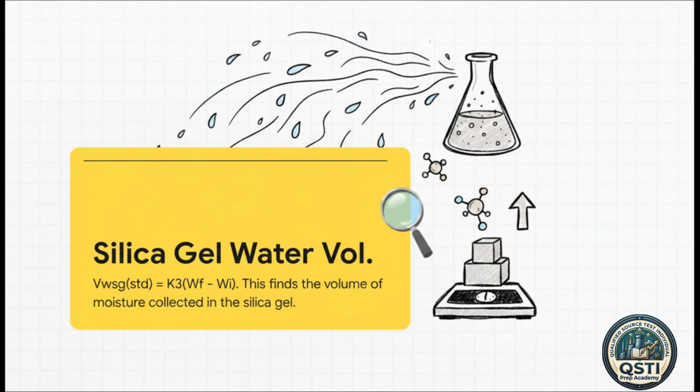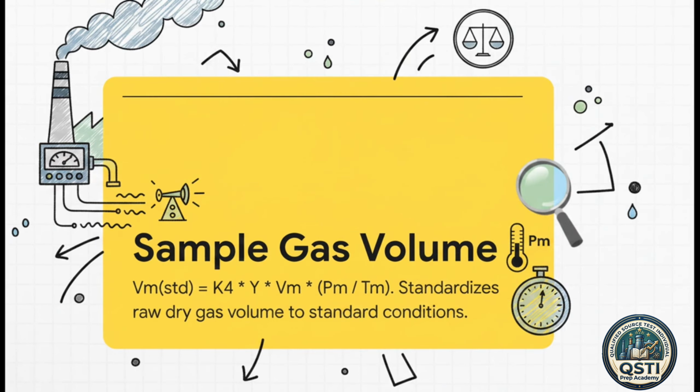And moving right along, this beautifully illustrates equation 4-2. We're doing the exact same conceptual math here, but for the silica gel. We take the final weight of the silica gel, WF, subtract the initial weight, WI, and multiply it by the K3 constant. This simply finds the volume of that stubborn remaining moisture that got caught by the desiccant at the very back end of the train.